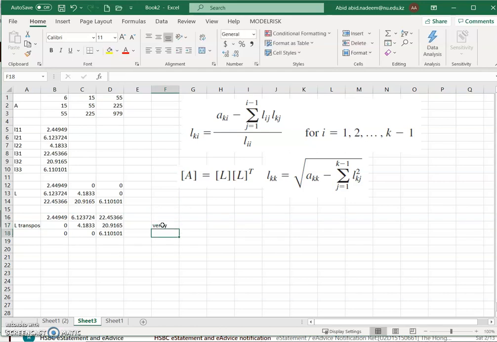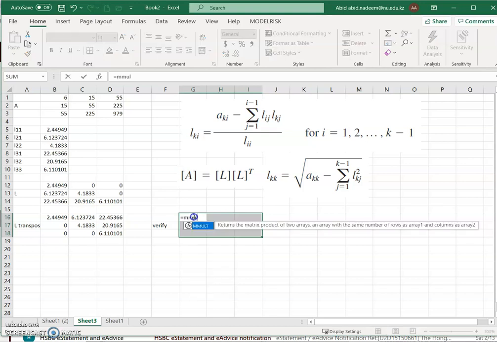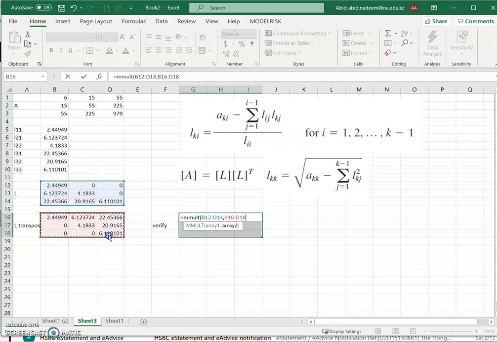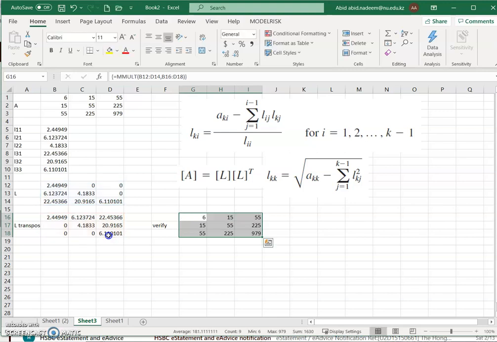For verification we need to multiply, equal to MMULT for the matrix multiplication. I will take this value and then this value, bracket close, control shift enter, and then I will get exactly the same original answer, which means that this symmetric matrix was successfully decomposed into its lower triangular matrix.